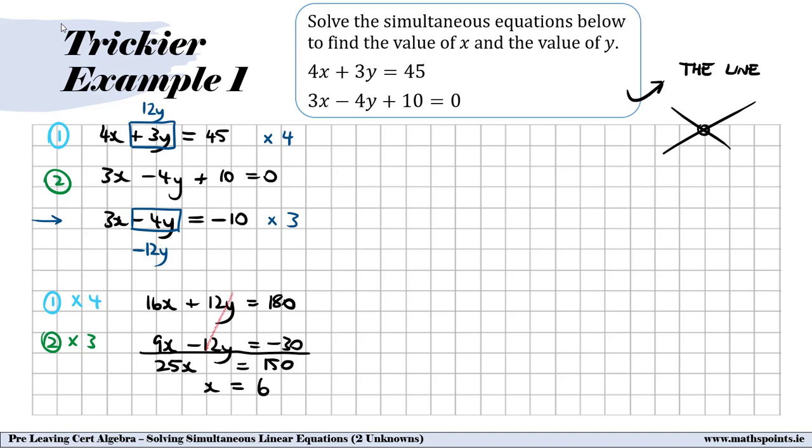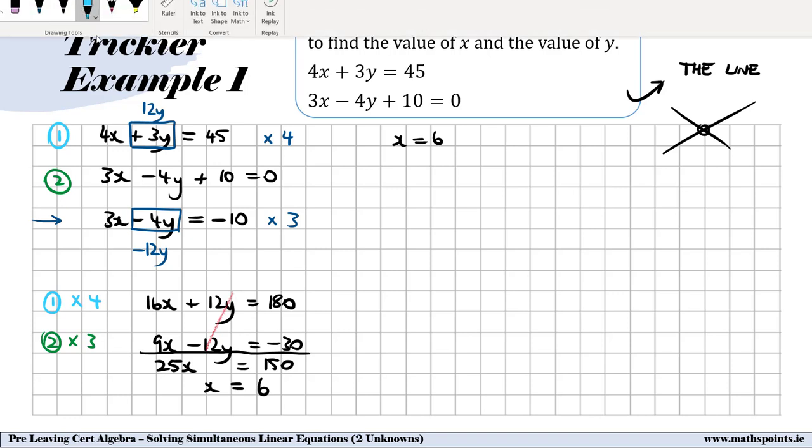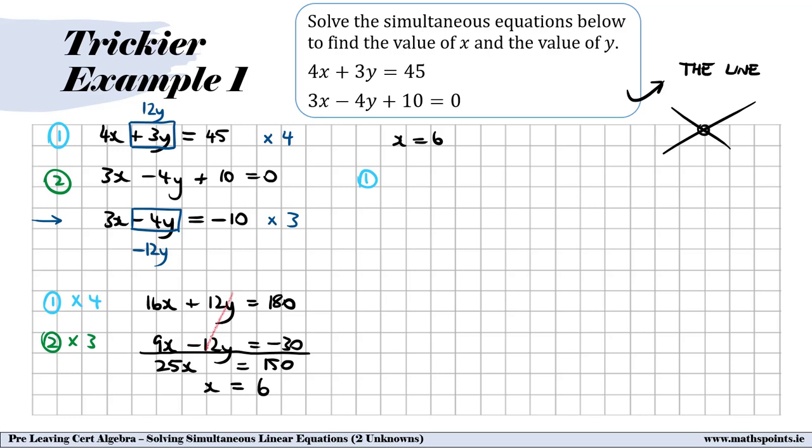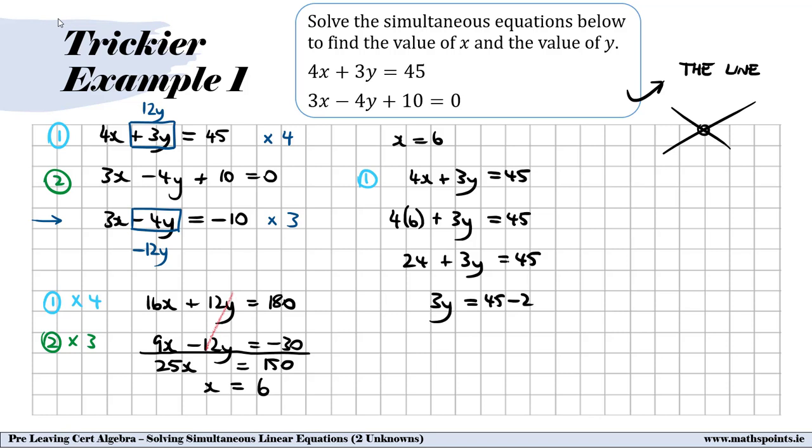I'm going to sub x equals 6 back into either of the equations, so I'm going to select equation 1 just because it has all positive signs and I think the calculations will be slightly easier. So equation 1 is 4x plus 3y equals 45. So we have 4 times 6 plus 3y equals 45. 4 times 6 is 24 plus 3y equals 45. If I subtract the 24 from both sides, I get 3y equals 45 minus 24. So 3y equals 21. And then if I divide both sides by 3, I get that y is equal to 21 divided by 3, which is 7.